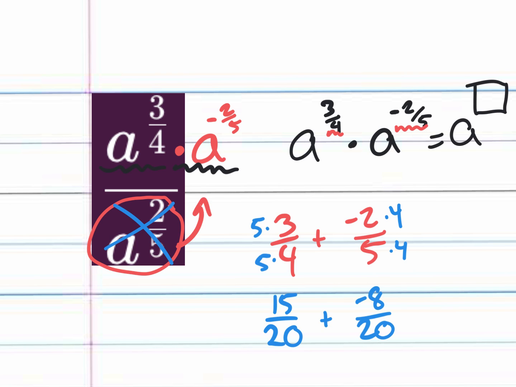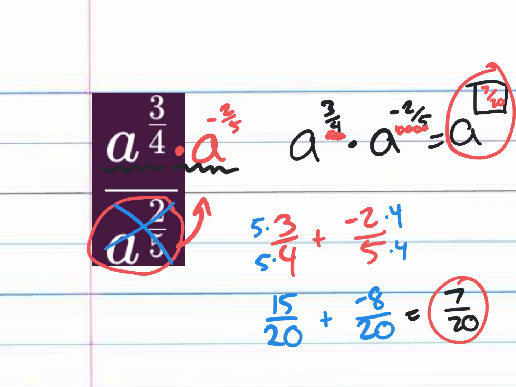And now that you have the same denominator, 20 and 20, you could actually combine 15 plus negative 8, giving you a 7. So the answer is 7 over 20. But remember, what is this answer? This is really just the answer to combining these exponents. The exponent 3/4 plus negative 2/5, the answer is 7/20. So the answer is a to the 7/20.